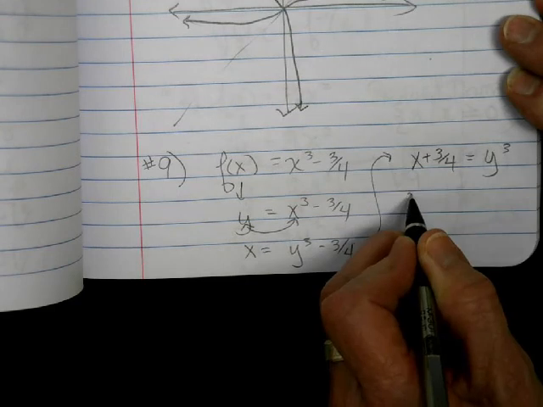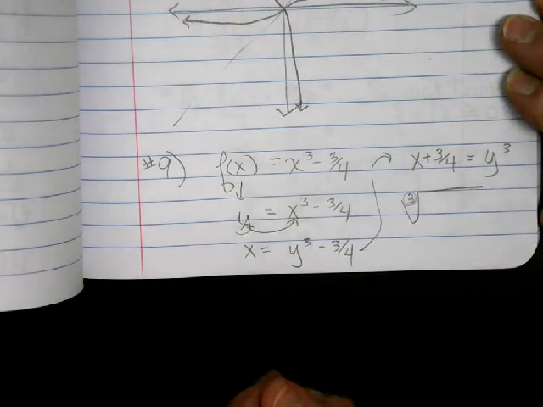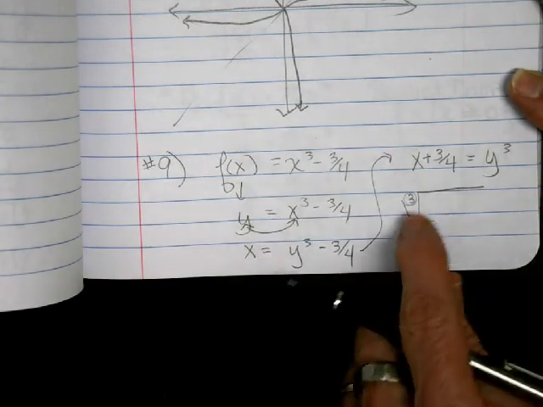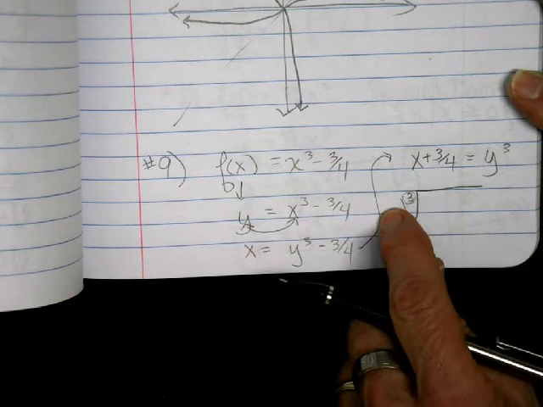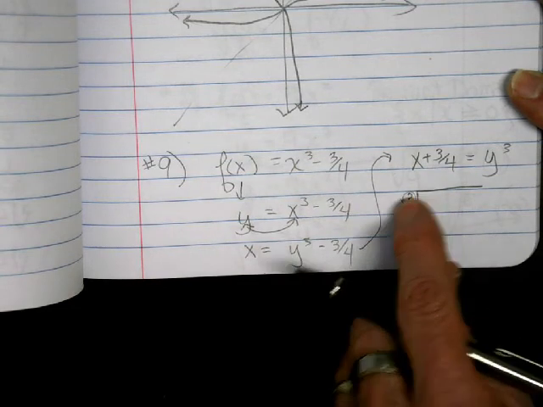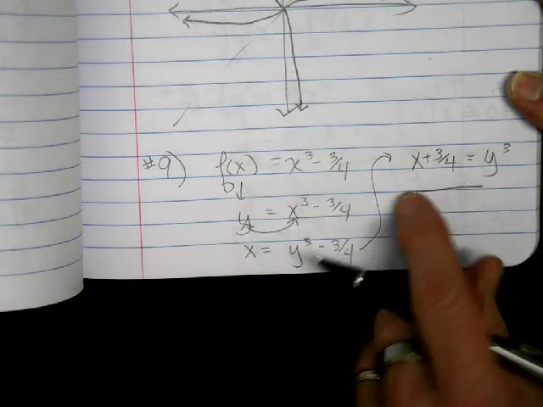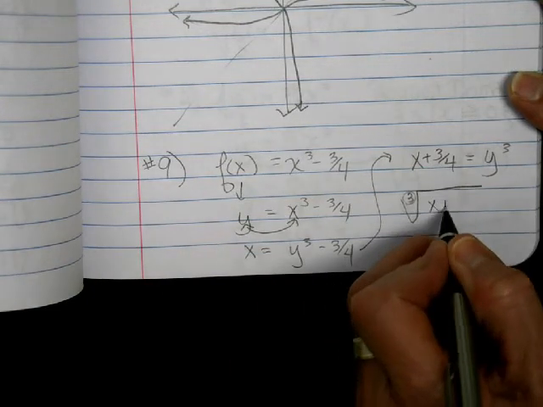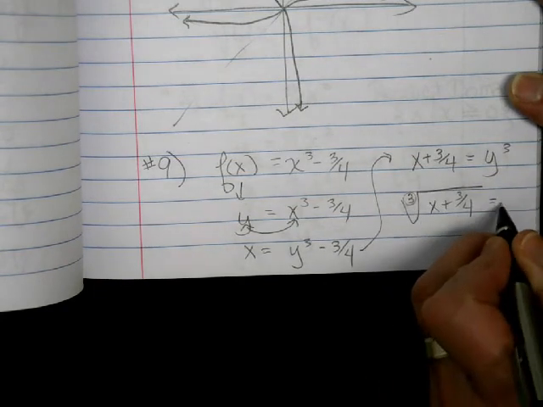So you have to make it a cube root. You have to pick the tool that has the box up in the radical. Don't put it next to it. It's got to be up here. You don't make it superscript. It's got to be this particular software tool. And then we have the cube root of x plus 3/4. So that is our inverse.